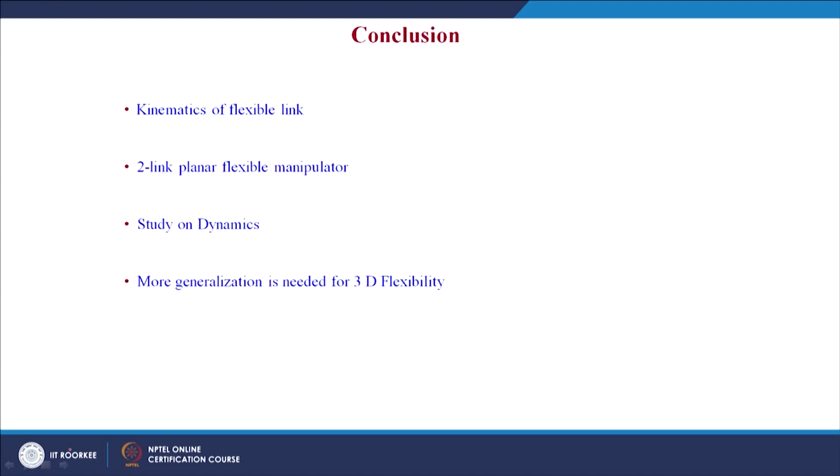Finally, we come to the conclusion that in this lecture we have seen the kinematics of the flexible link, basically the modeling up to the Jacobian matrix, and then the planar two link flexible manipulator, and that example has been derived to get the tip position. What is needed for this study further is dynamics, because we have seen in this lecture only the kinematics.